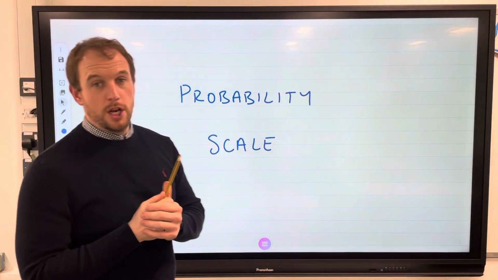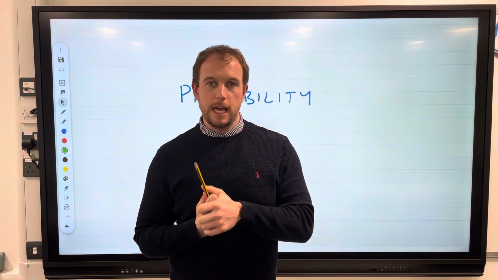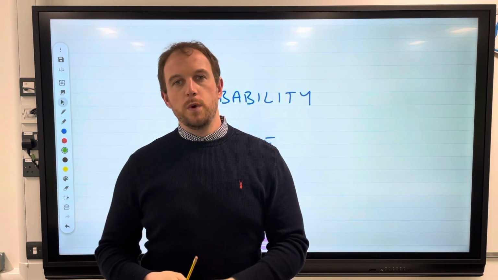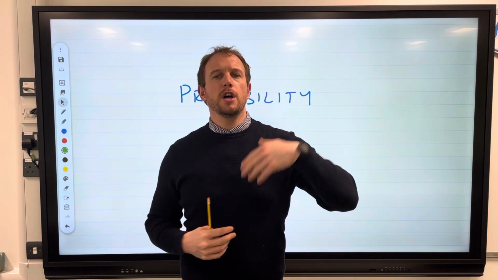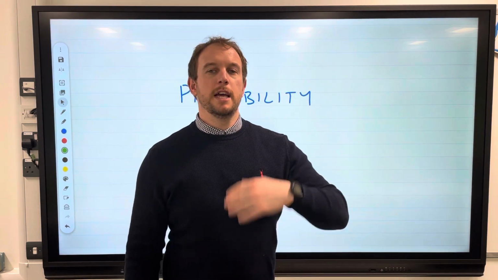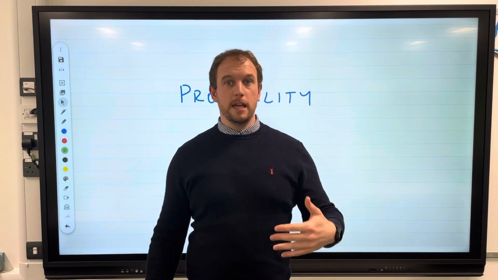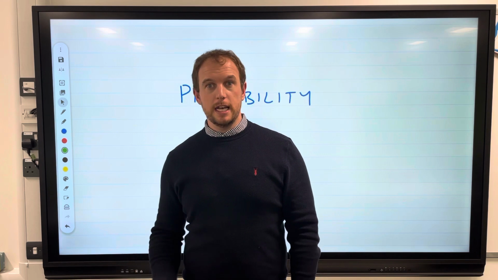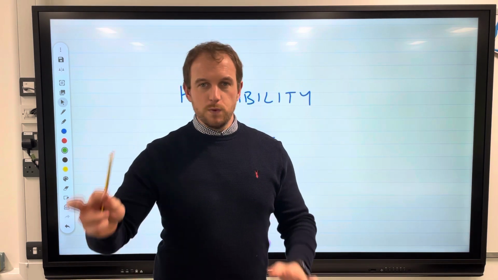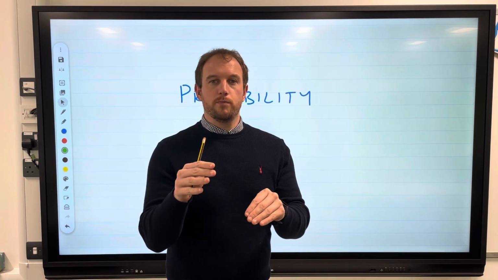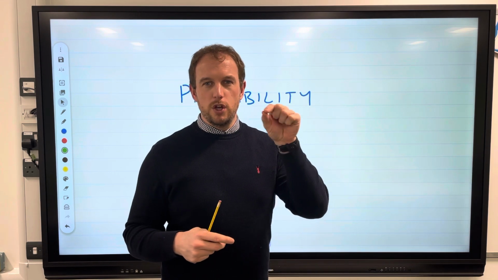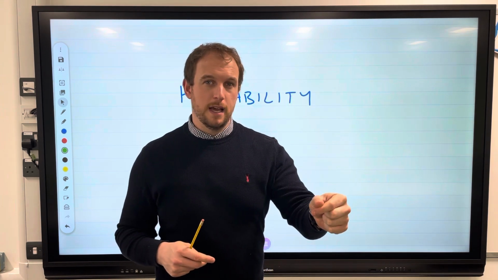So today we are going to look at the probability scale, okay? Now when it comes to probability, we think of those certain words, okay? We think of certain or impossible, even chance, likely, very likely, unlikely, very unlikely, okay? These words that we associate with probability, we can easily use those on a probability scale, okay?